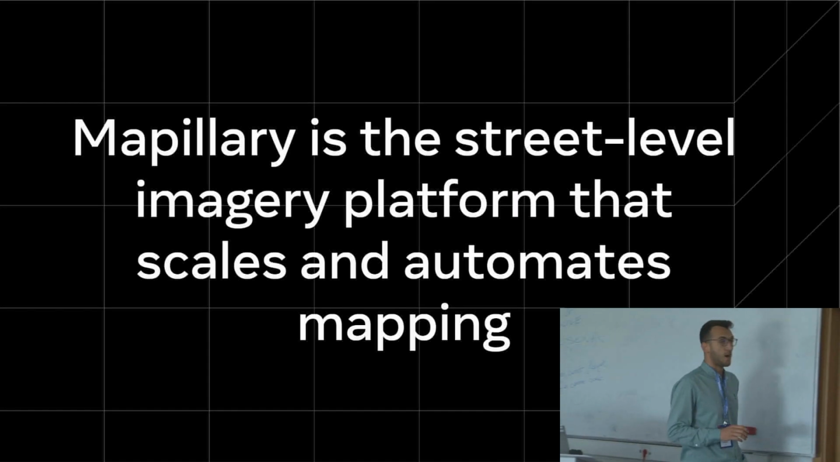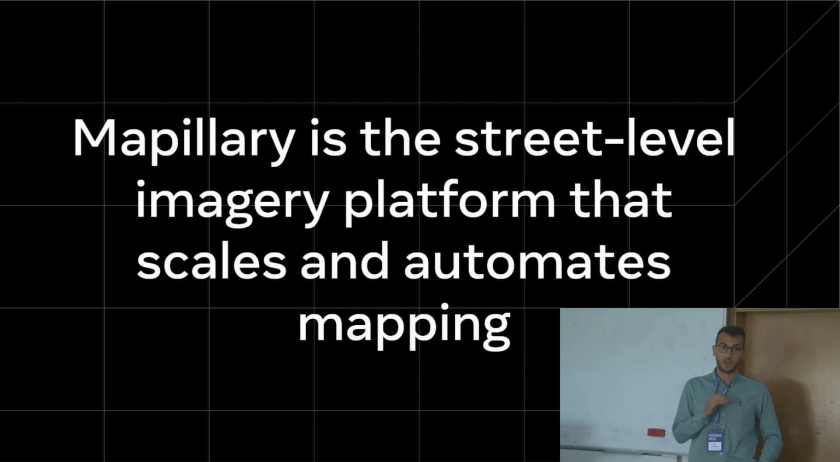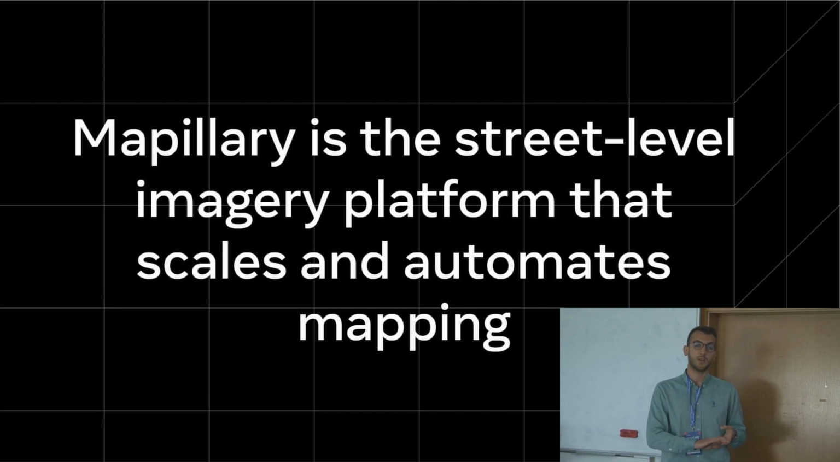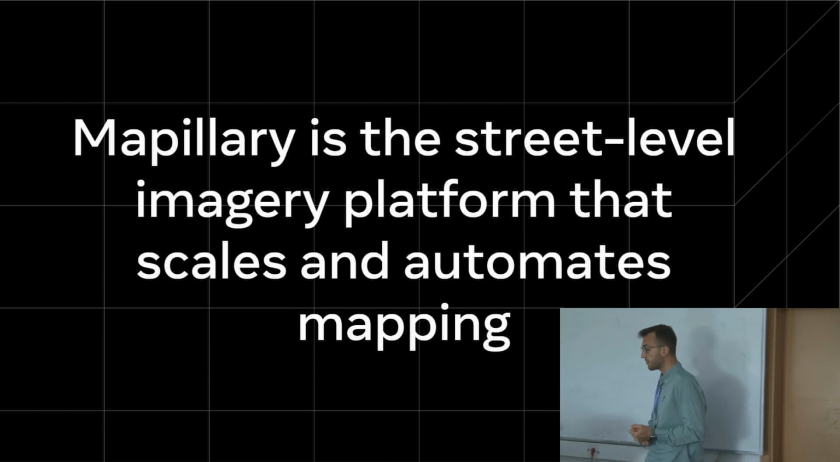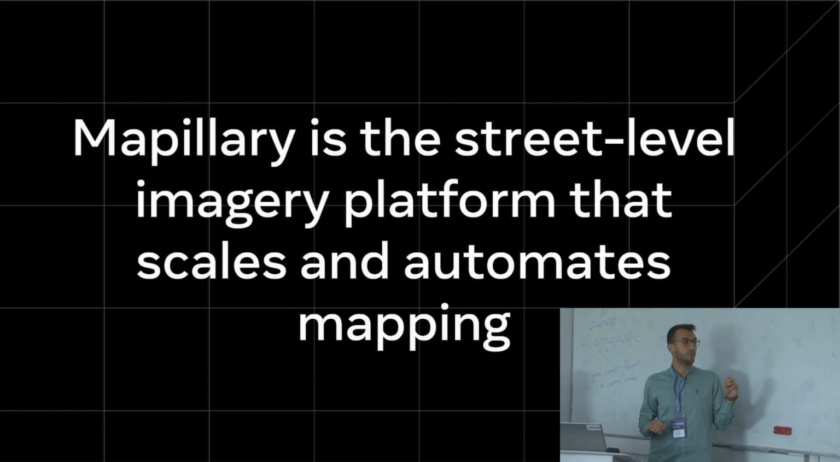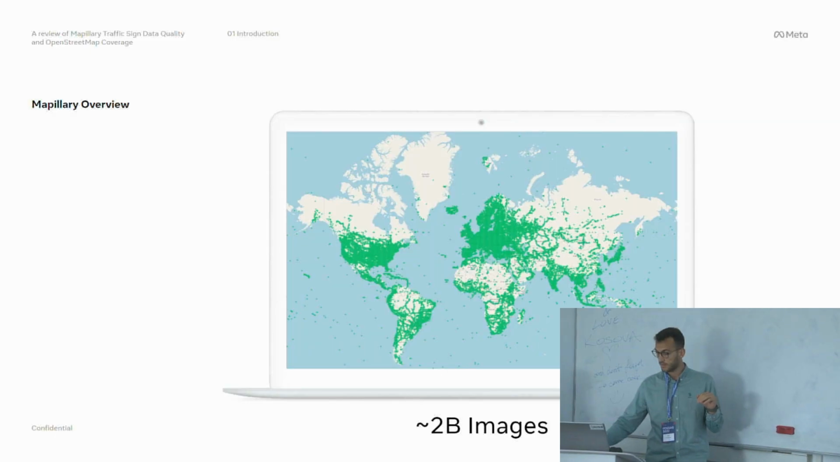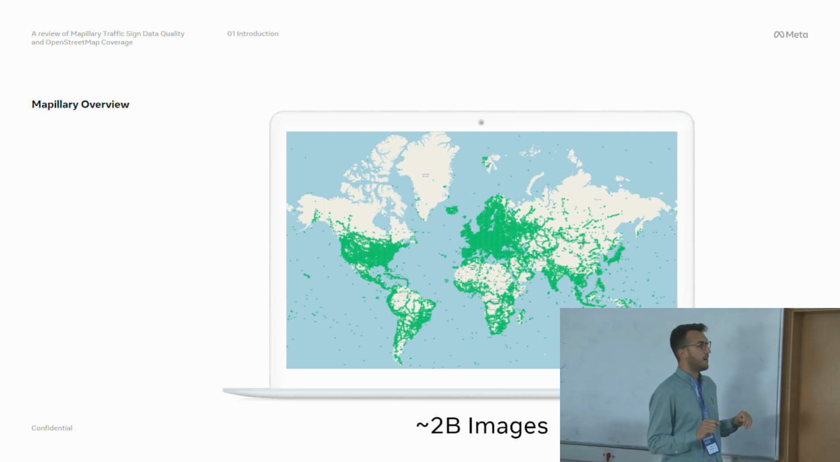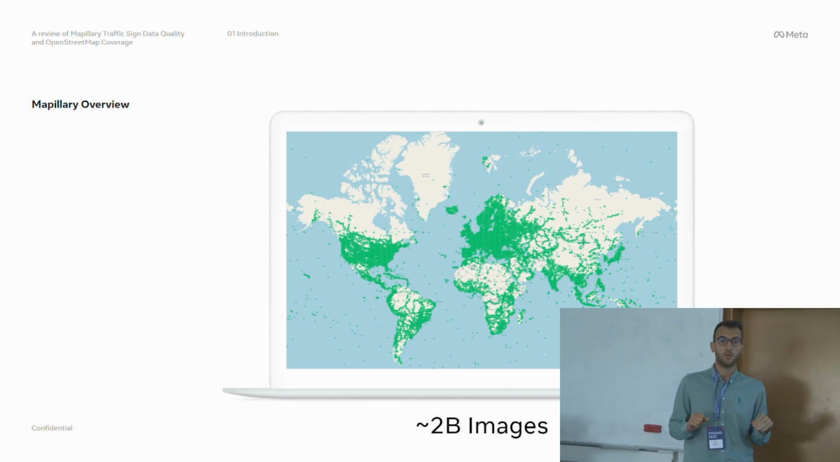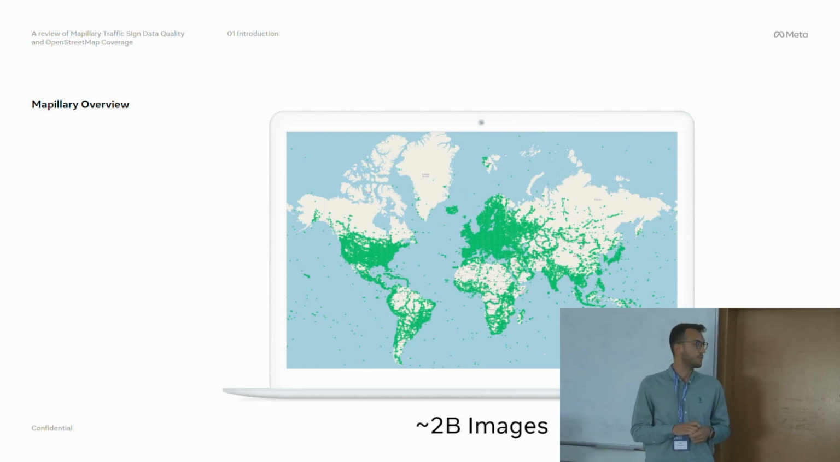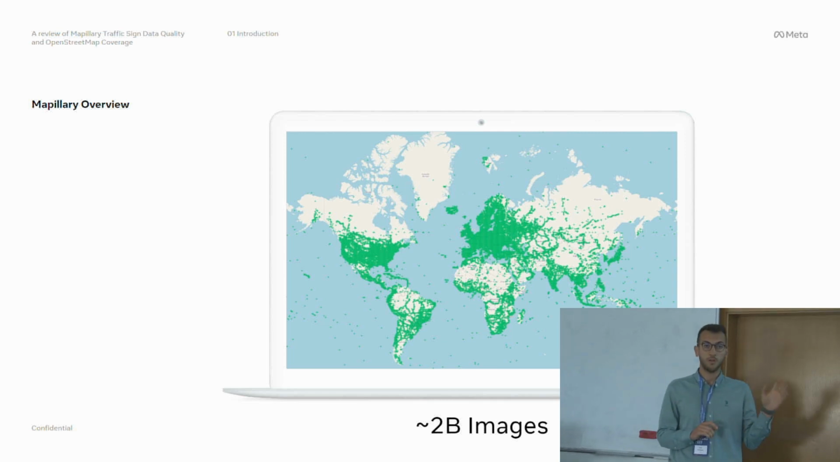Today we are going to talk about Mapillary specifically, Mapillary's traffic sign extraction capabilities, and how we can improve OSM data with them. Mapillary is a street-level imagery platform that scales and automates mapping. I will go into more detail on how it works. At the moment, we have around 2 billion images. Earlier this week, we had a presentation about it. We are about to hit the 2 billion milestone, which is incredible. Those images were fully crowdsourced and came from our community as well as our partners.